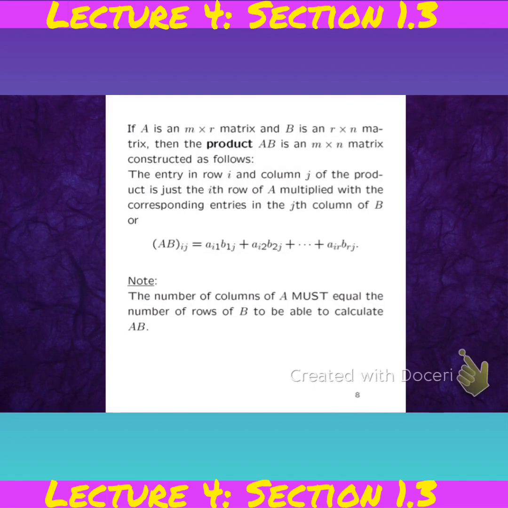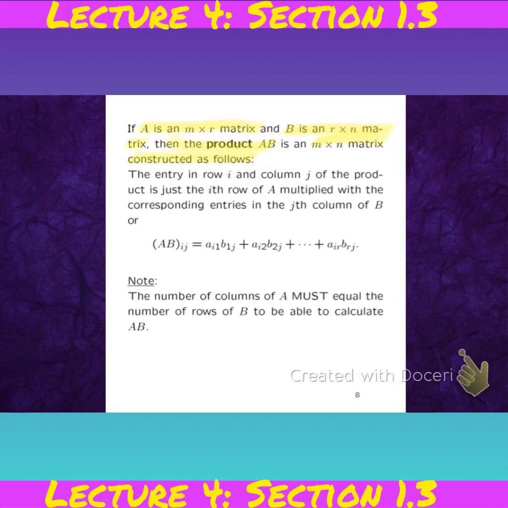Okay, now next we move on. We've covered scalar multiplication, subtraction, and addition. So now we move on to multiplication. So how do we multiply matrices? If A is a matrix that's given to be an M by R matrix and B is given to be an R by N matrix, then the product between A and B is going to be an M by N matrix, and it will be constructed as follows.